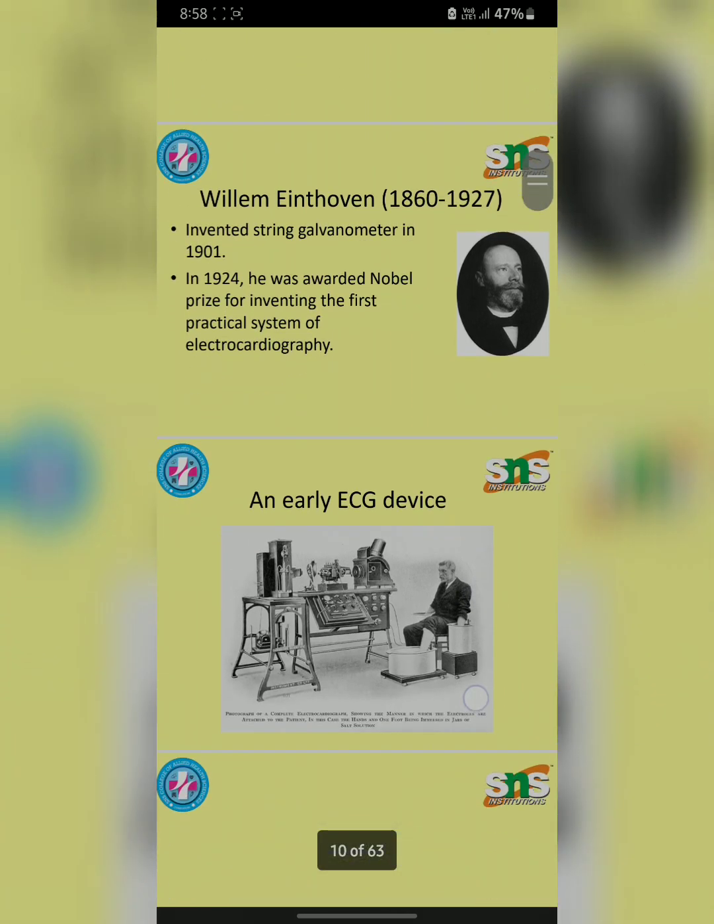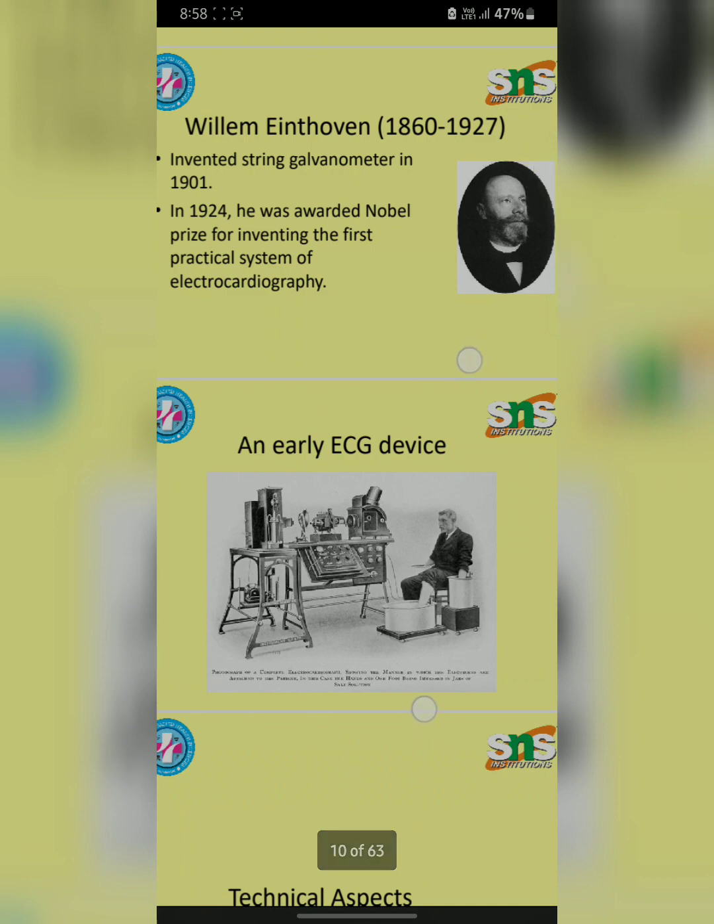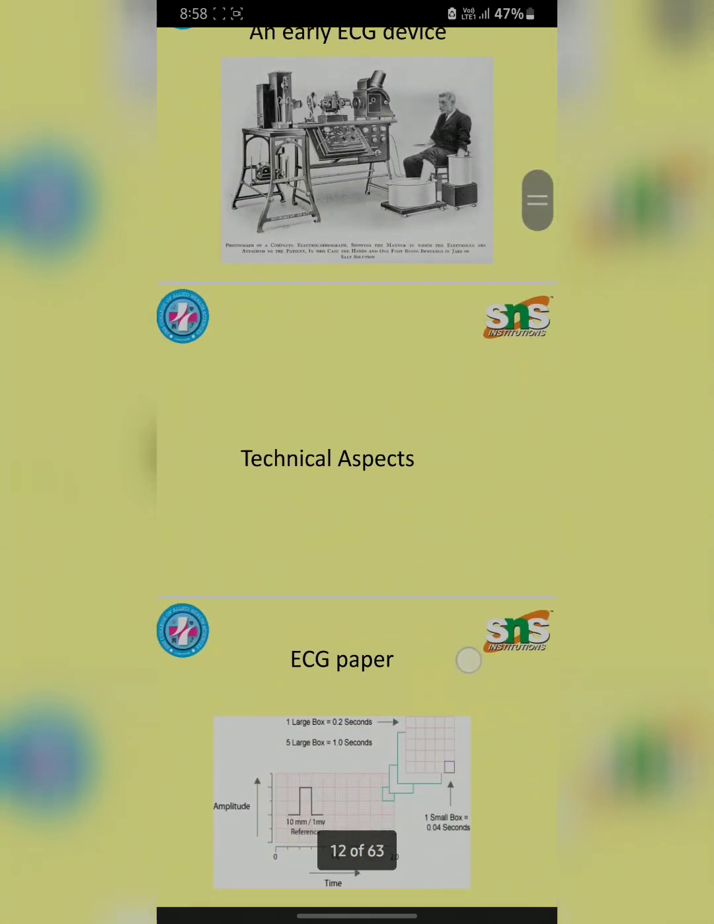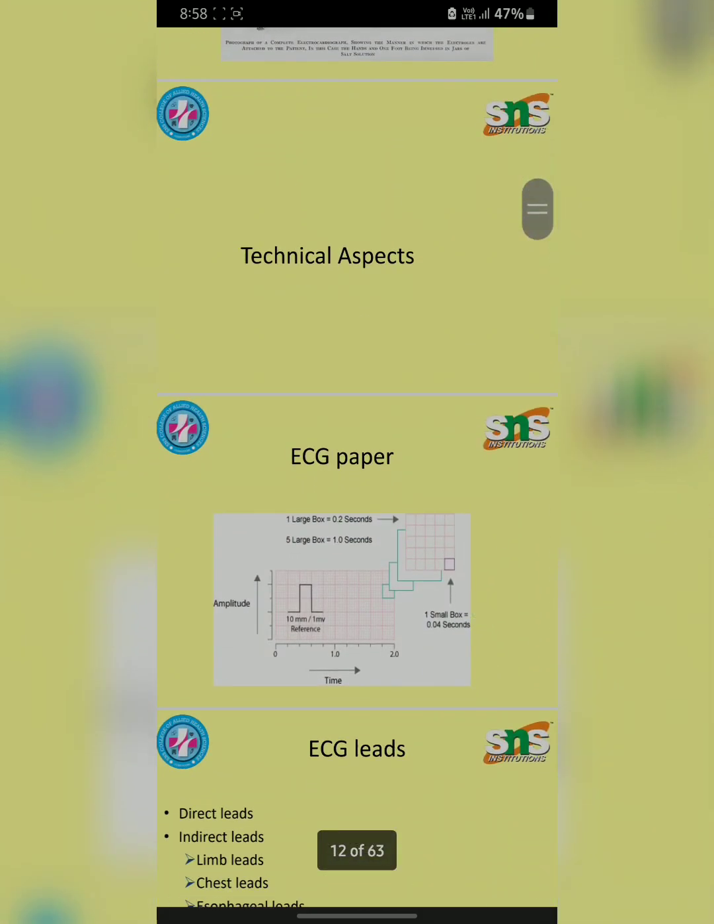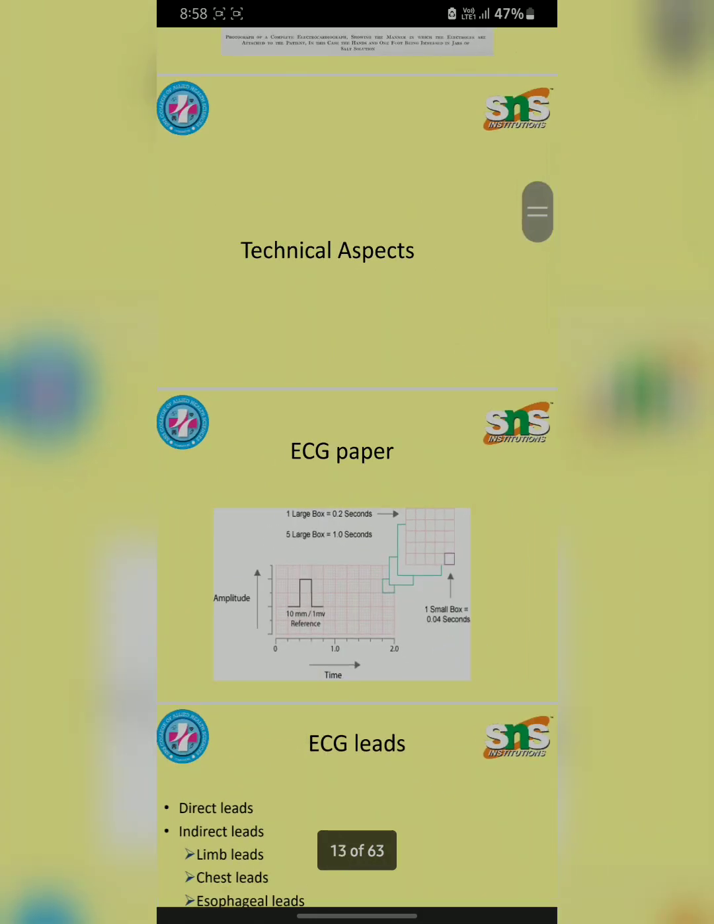Here is the ECG paper. One large box is equal to 0.2 seconds. 5 large boxes are equal to 1.0 seconds. So here, one small box is equal to 0.04 seconds.